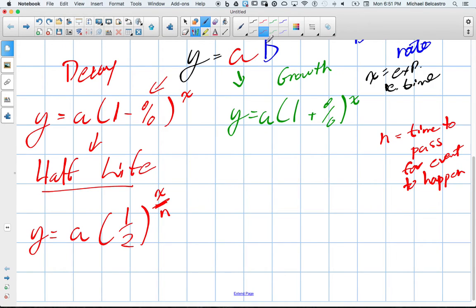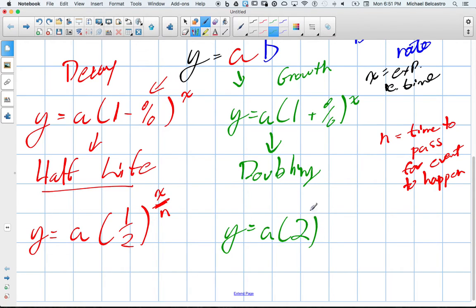I want to make sure this makes sense to you, and we'll build a question off this. And for doubling, doubling is a growth. y is equal to a, where a is the initial value. Doubling represents 2, we're growing by 100%. And same idea, x is again divided by n. So the exponent ends up being the same. It's not like we multiply by that. So that's the same n as in the decay formula.